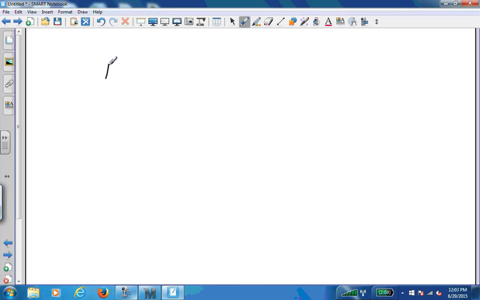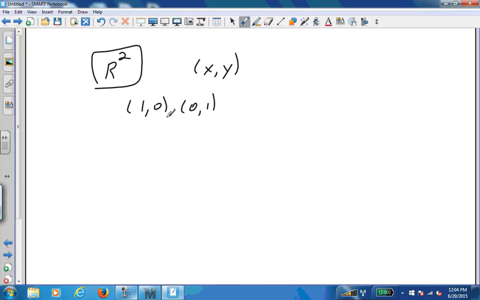For example, the vector space R2 is a set of all vectors that are two-dimensional, where x and y can be anything, so that's our vector space. And we have seen previously that the two vectors (1, 0) and (0, 1) span R2. Any vector in R2 can be written as a linear combination of (1, 0) and (0, 1). So these two span R2.